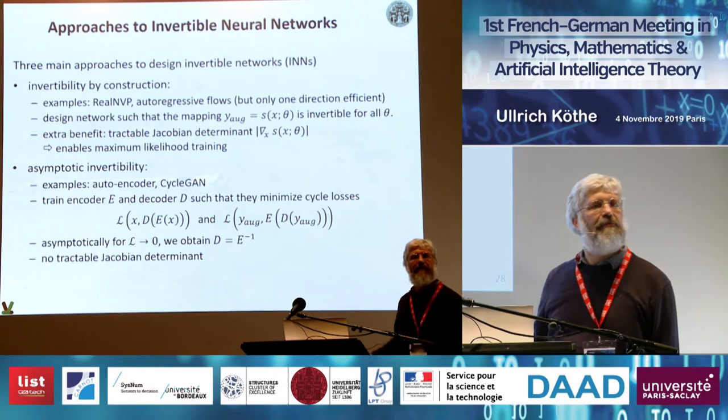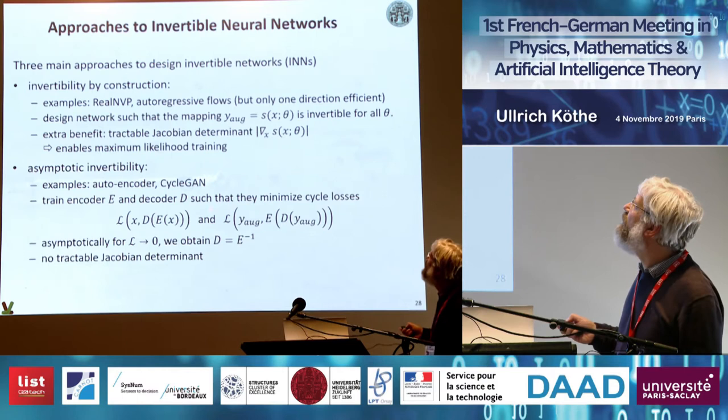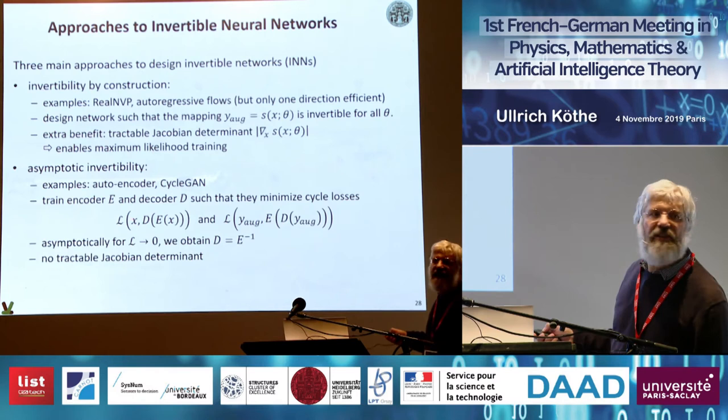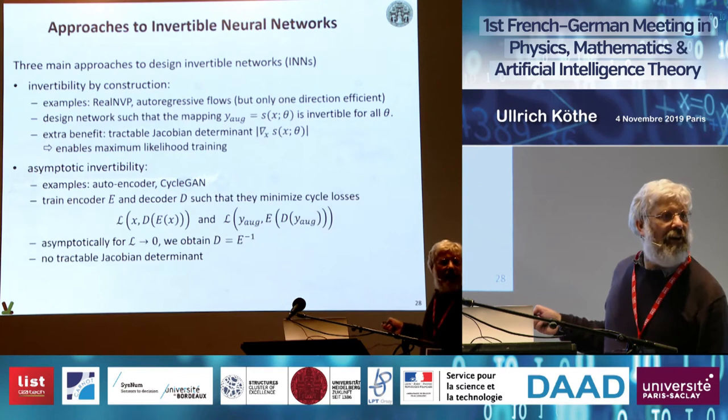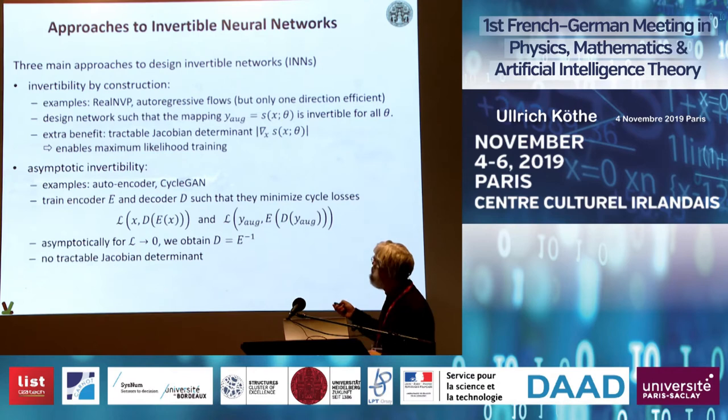Another possibility is that we only enforce invertibility asymptotically, after infinite training. Examples for that are autoencoders or CycleGANs. Here we have two networks, E and D, the encoder and the decoder. Upon convergence, when these cycle losses become zero, so X and the decoding of the encoding of X are the same, and Y and the encoding of the decoding of Y are the same, then necessarily D and E are inverses of each other. That's just as good once this is converged. The disadvantage is that for most designs we have no tractable Jacobian determinant.